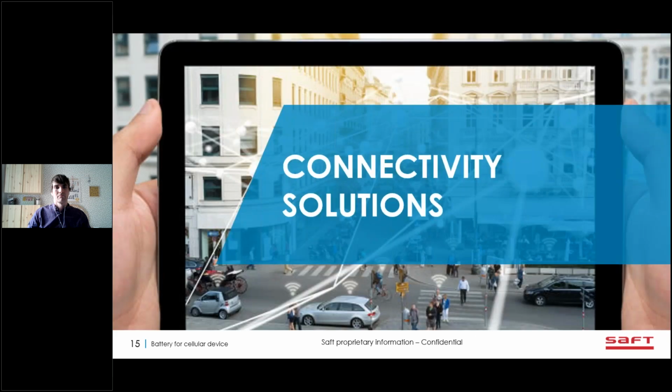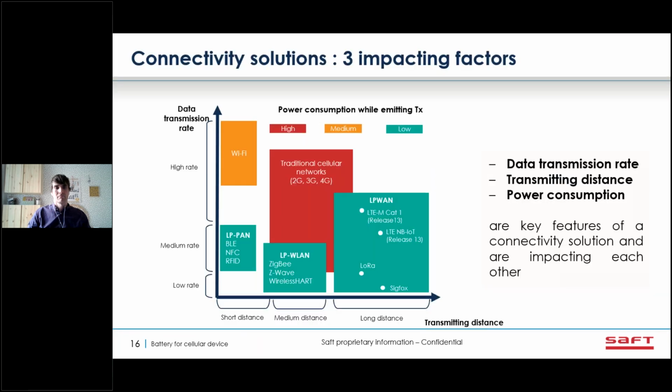If we have a look at connectivity solutions in the IoT world, the main questions are: how much data do I need to transmit? From where to where? How does this data transmission impact my energy consumption? Do I want to watch TV on my smartphone or only receive weather information from everywhere in the world? This is not the same kind of application.